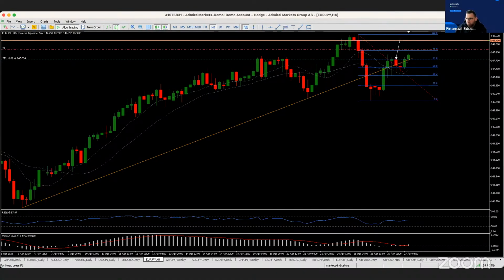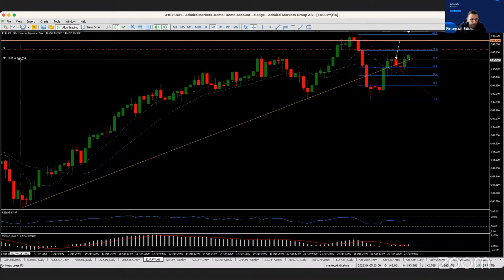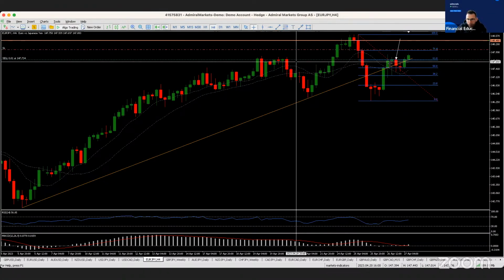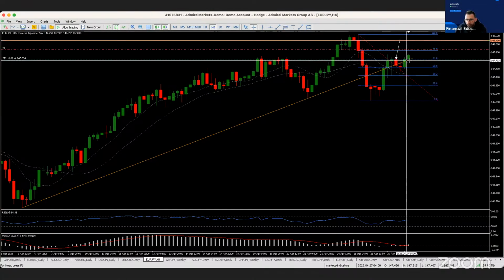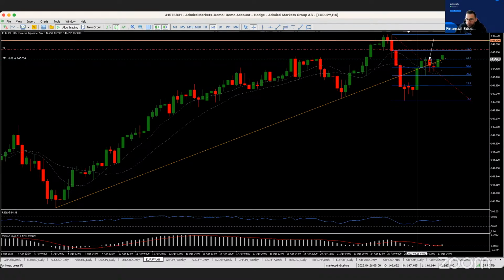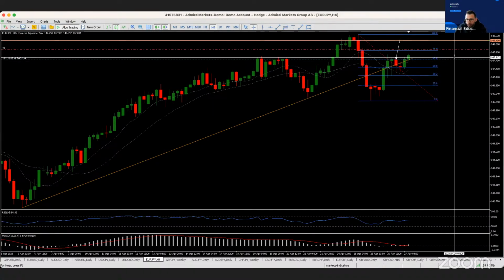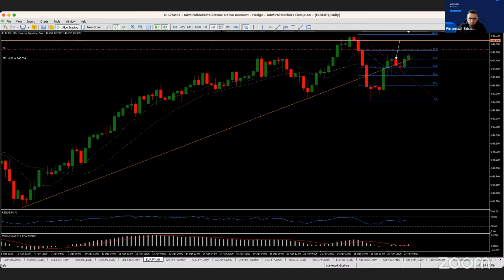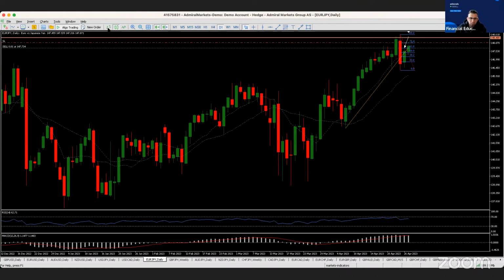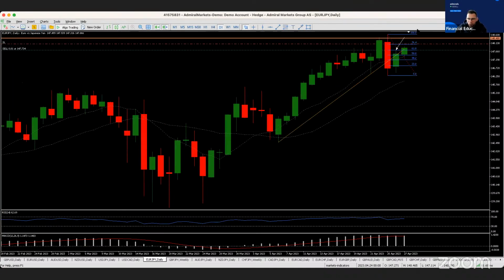That's a 4-hour chart. I had a sell limit order here with a stop loss above there. I got triggered at this yesterday, and because that was the 61.8 fib retracement, we'll see how the market is gonna react to that one.